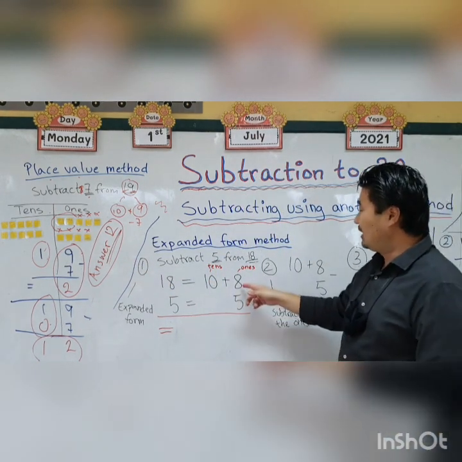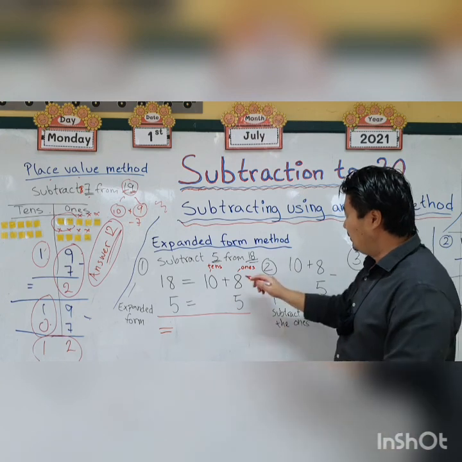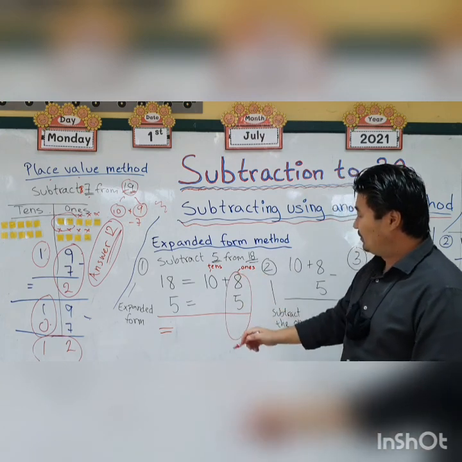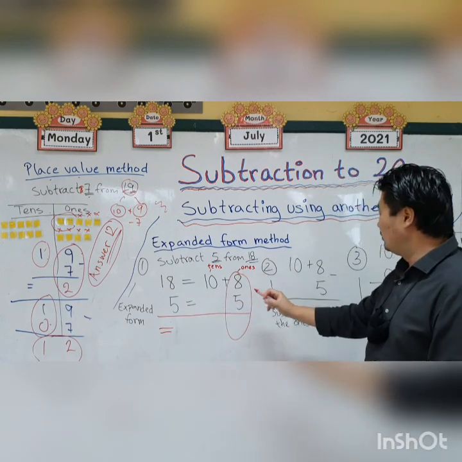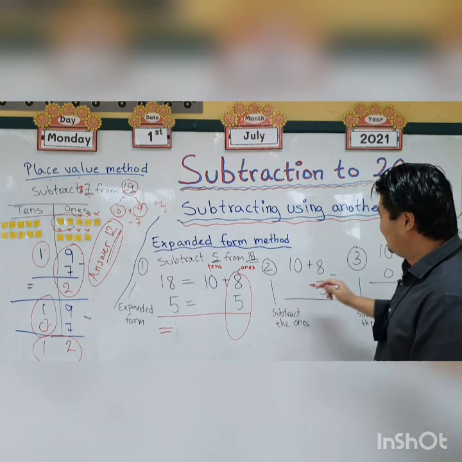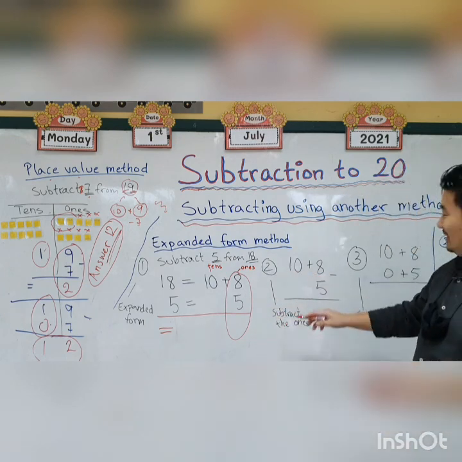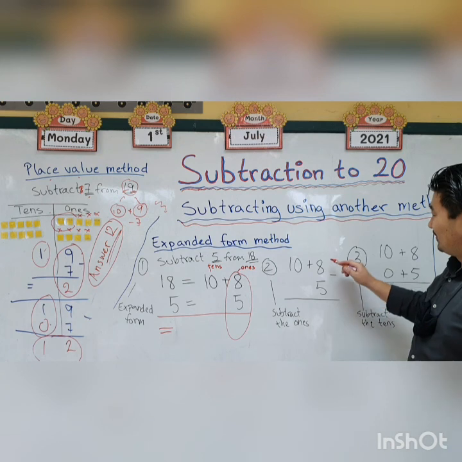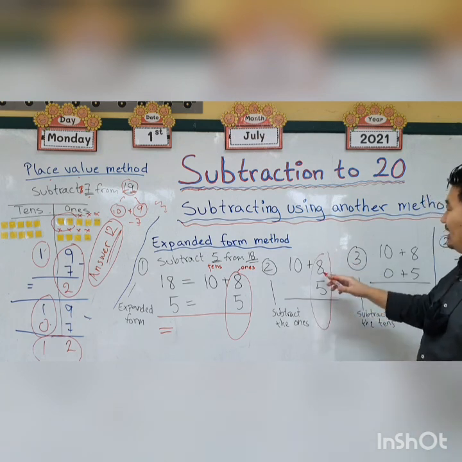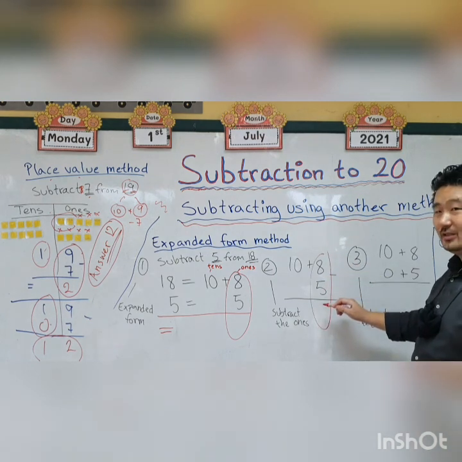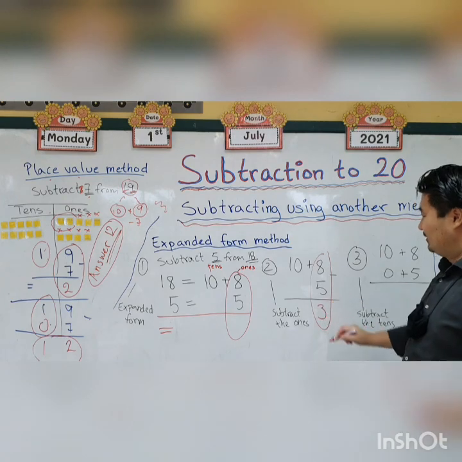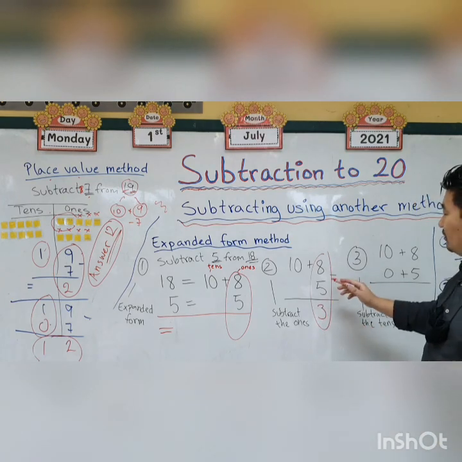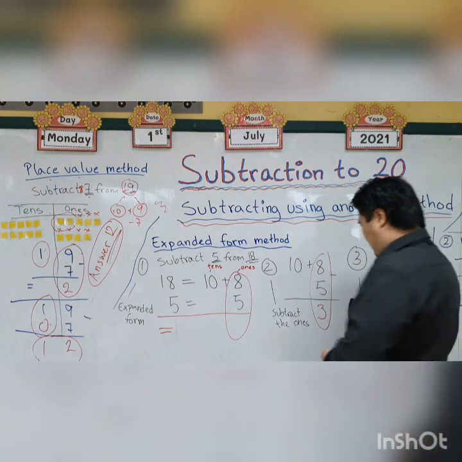So you deduct the ones, start with ones, expand the form, and then you start with deducting. So number 2 is subtract the ones. So 8 minus 5 is 3. Okay, 8 minus 5 equals 3.